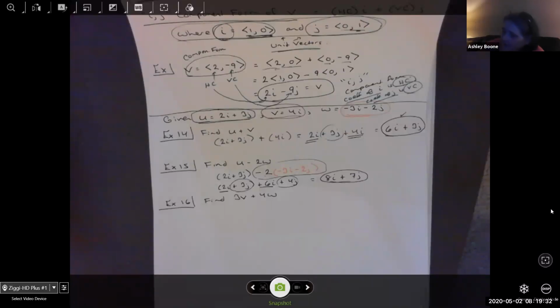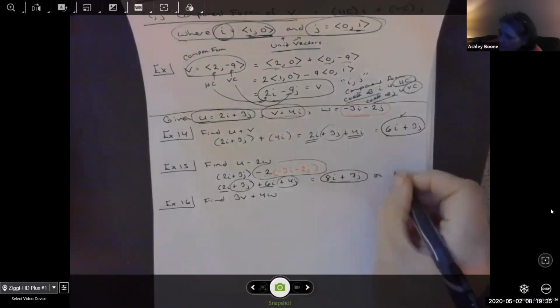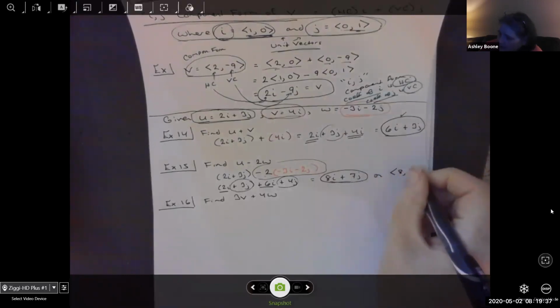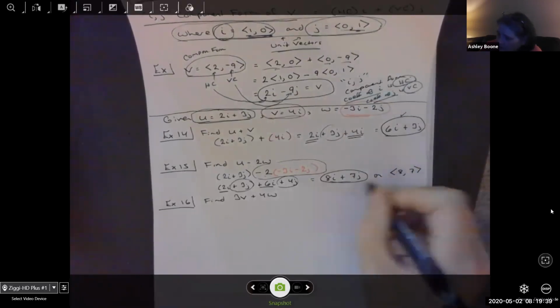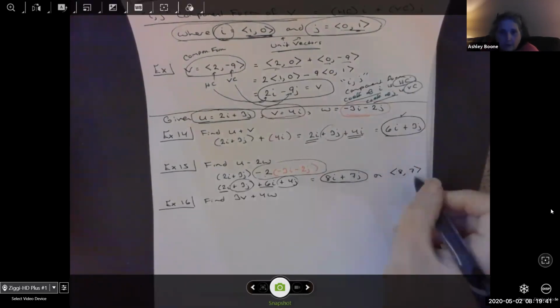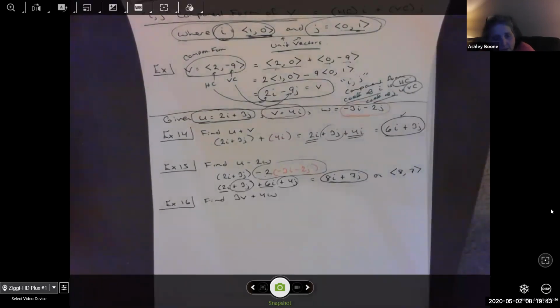Now notice that's ij component form. Component form, that would be an 8, 7. Horizontal component is 8. Vertical component is 7. Okay.